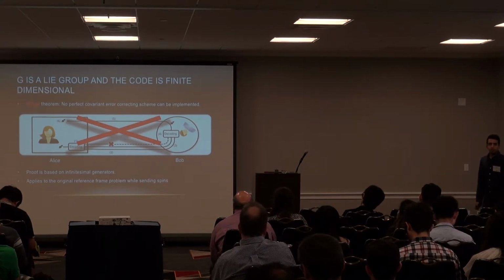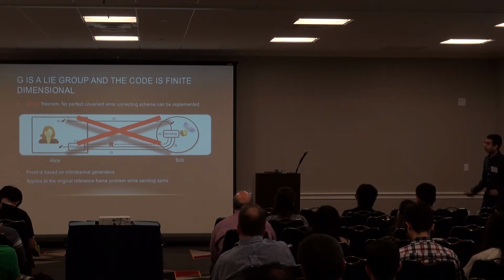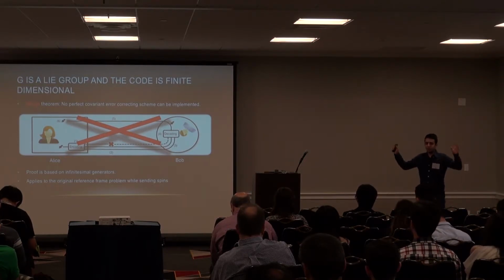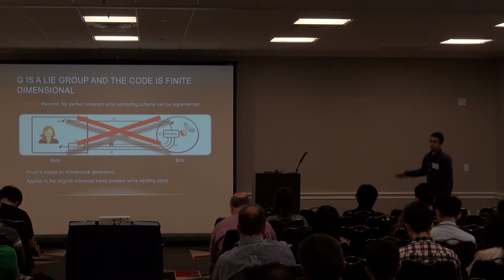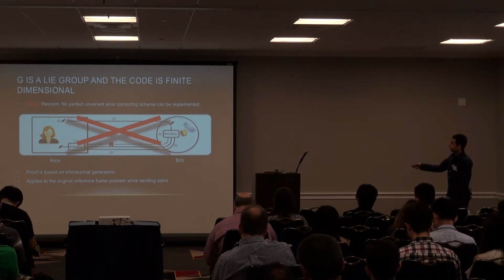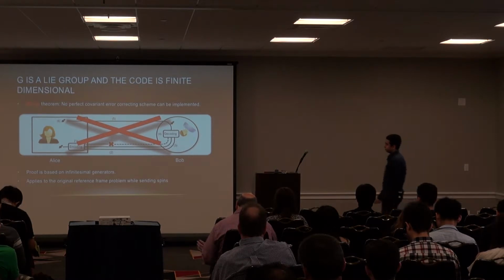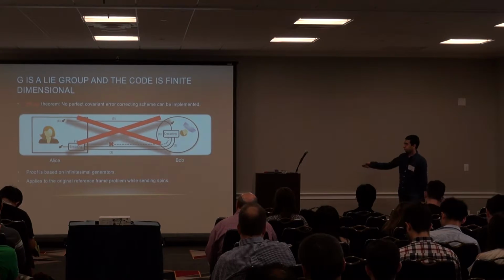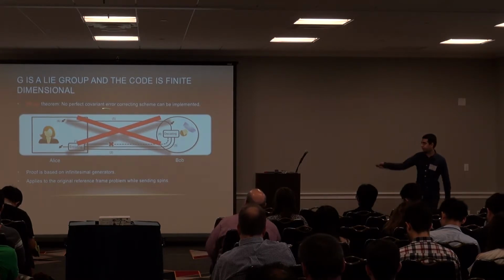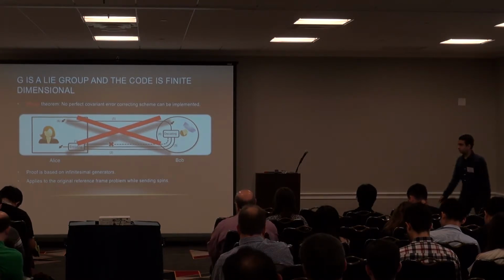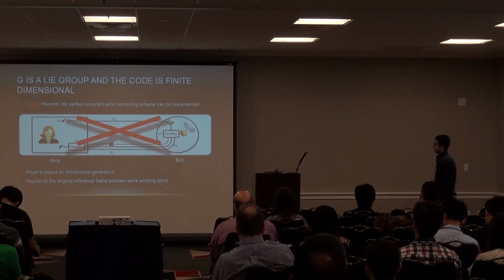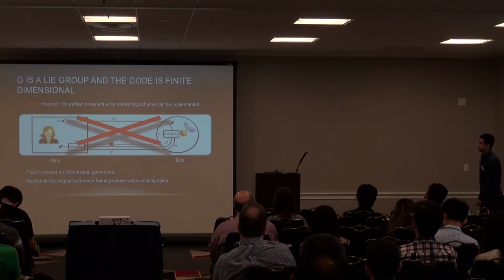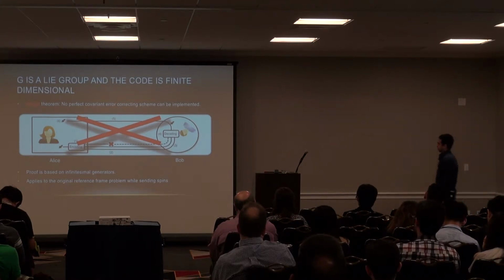And this already applies to the original reference frame error correction problem, because there we have this rotation group, which is a continuous group. And the coded space is finite dimensional. We are encoding spins. So this already gives you an answer that for the original reference frame error correction, when we have Alice and Bob, this task is impossible to achieve. And I have to mention that this proof is basically based on the infinitesimal generators, and the proof is relatively simple.